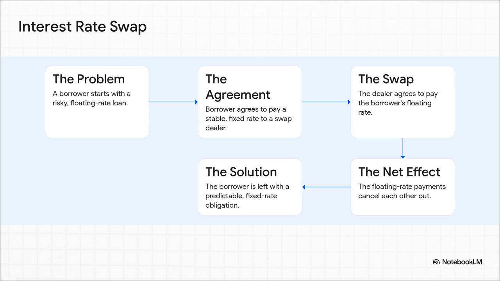What happens? Those floating rate payments basically cancel each other out, and what's the company left with? A simple, stable, fixed rate payment. It's an incredibly powerful way to manage risk.